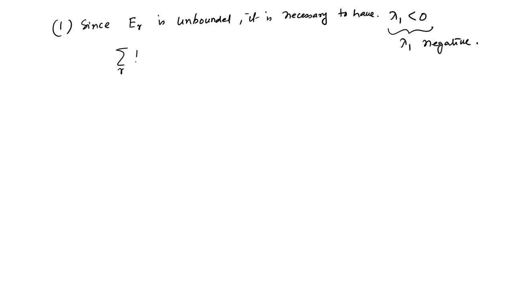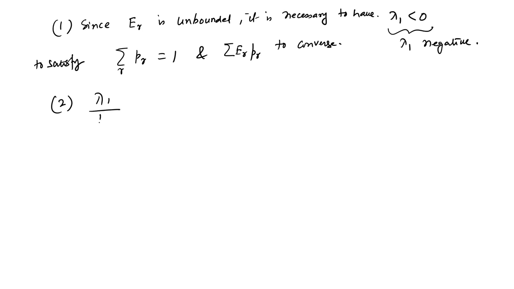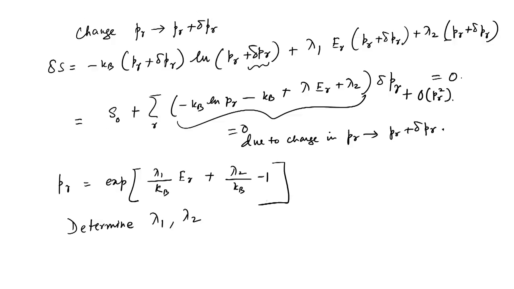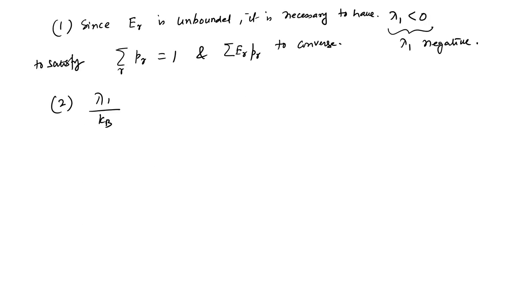All right. So this we need because you have the sum of P_R to be equal to 1. You have to satisfy this, and of course also for the sum of E_R P_R to converge. All right. So if we write lambda 1 over k, which is the first term inside the square bracket, the argument of the exponential, as minus beta, understanding that beta is greater than 0.